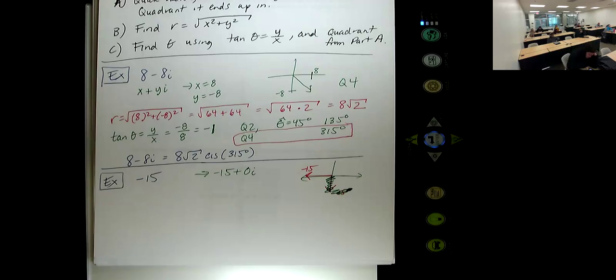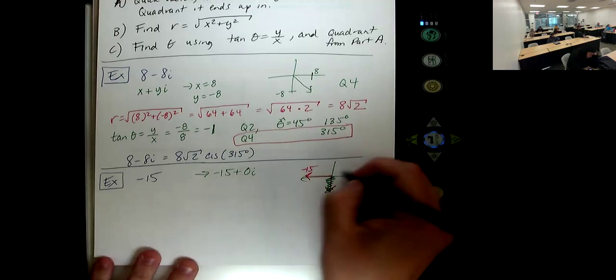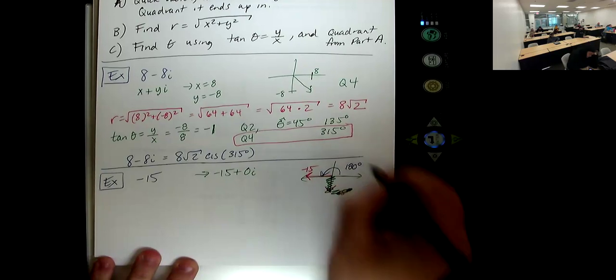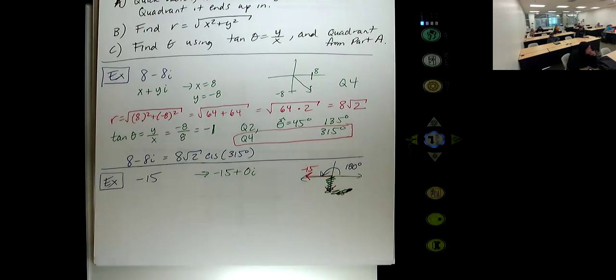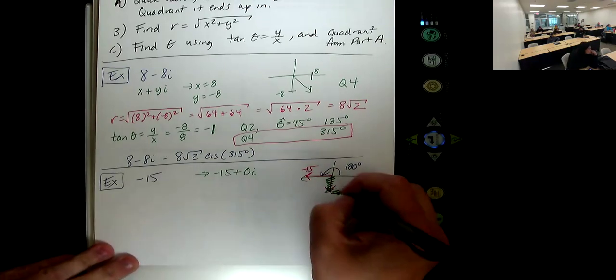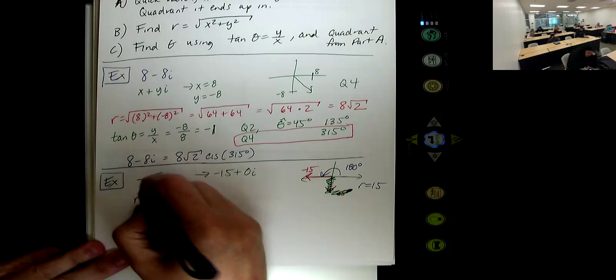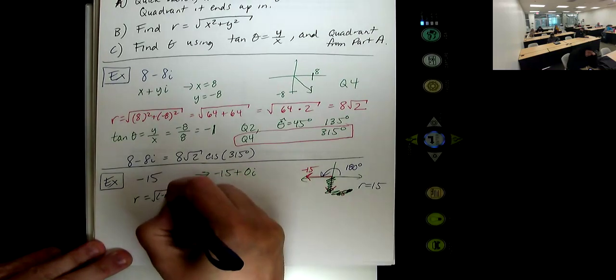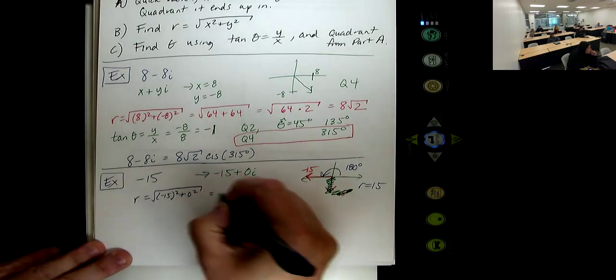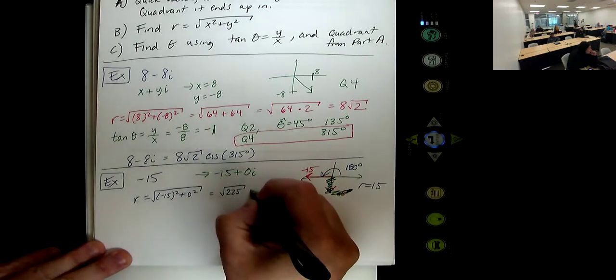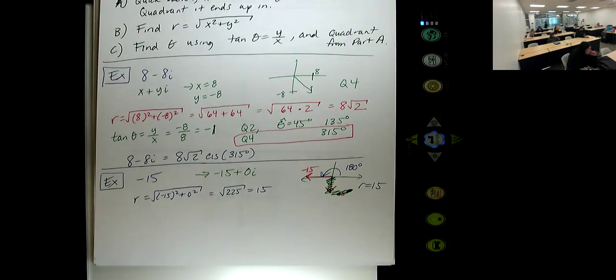Do I need tangent theta for this? When it's on one of the axes, this is a multiple of 90 degrees, what is it? 180. Save yourself some effort if you can. Radius should be pretty easy here too. It's just 15. It is positive. If you wanted to see it, r equals the square root of -15 squared plus 0 squared, which is the square root of 225, which is 15. Radius is always going to be positive.